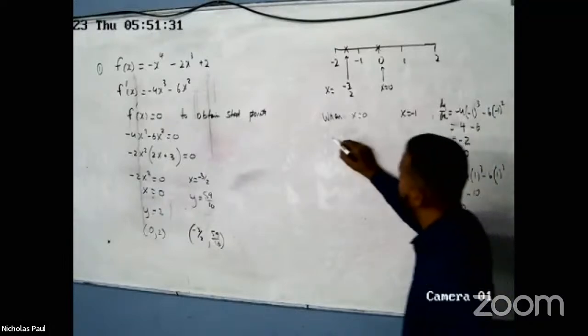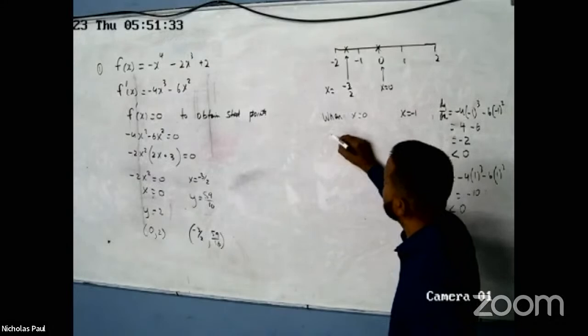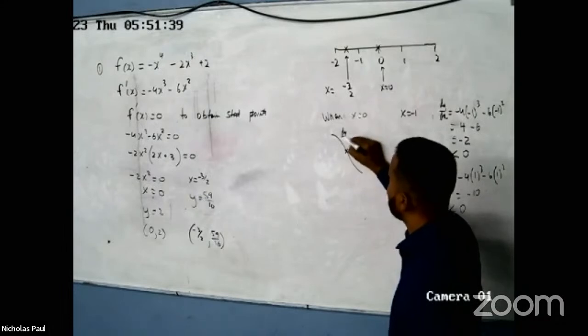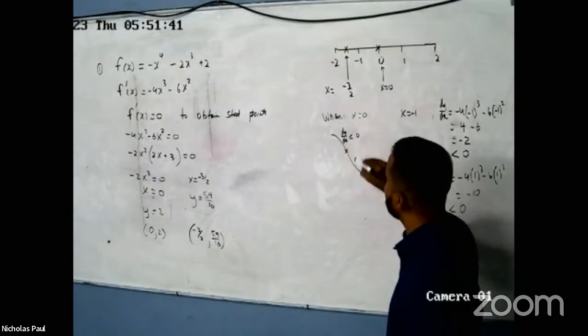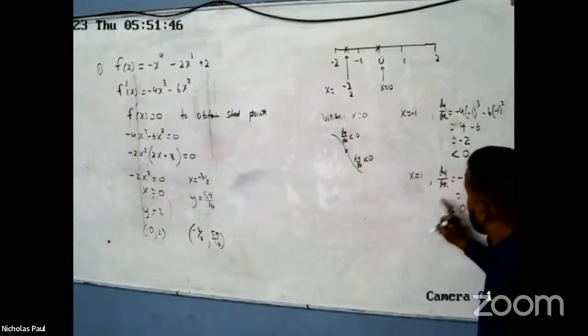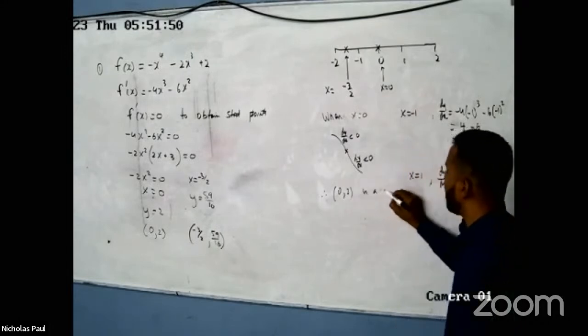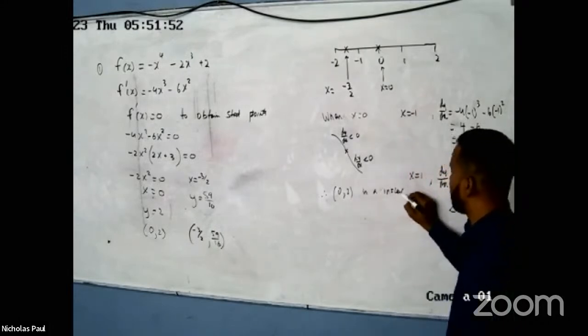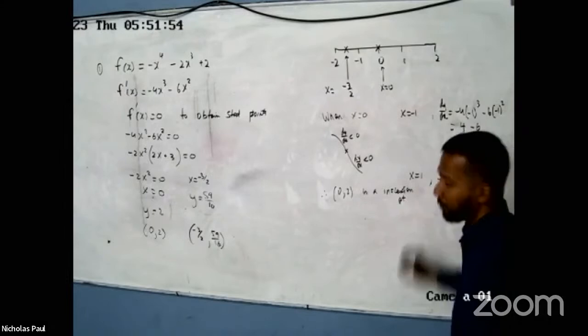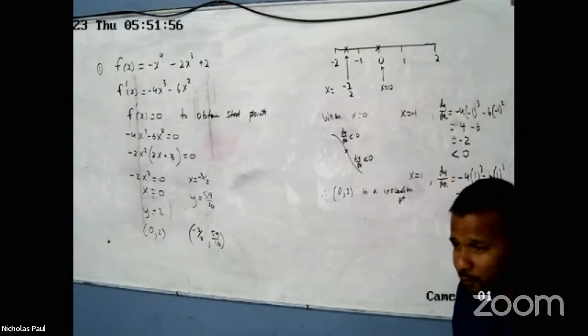So it appears that it looks something like this. dy/dx here is less than 0. dy/dx here is less than 0. So it appears that (0, 2) is an inflection point. Are you okay with that?